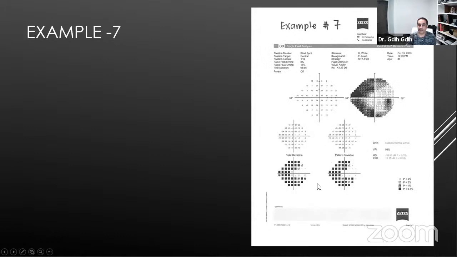Example number 7. Okay, let's look at this. This looks very bad. It looks like a patient with advanced glaucoma, but no cataract. Look at the total deviation. They probably have 20/20 vision, because in these cases they usually spare their central visual acuity, but they have a terrible visual field. They have upper and lower visual field defects.